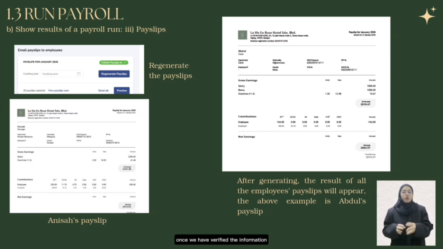Once we have verified the information, we can proceed to click regenerate payslip to generate the final payslip for all employees. For our hotel, the examples shown here are from two of our employees. One example is Anissa's payslip, whose nationality is Malaysian, and another is Abdul's payslip, whose nationality is Afghan.